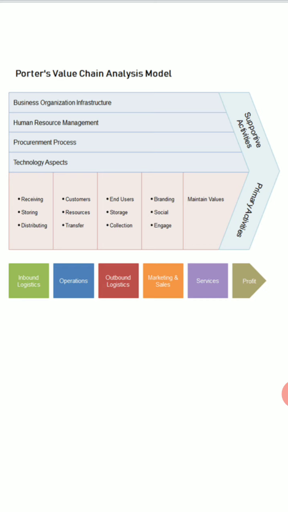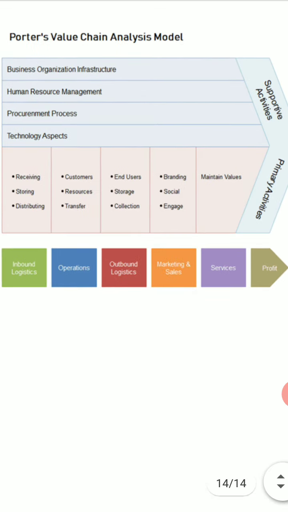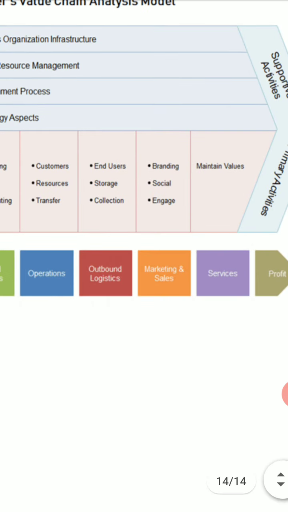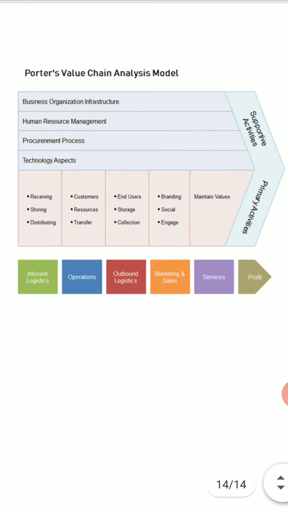As you can see, the primary activities, which are considered to be the most important ones, include all the activities like receiving, storing and distributing the resources related to production. It may be related to customers, end users, storage, collections. It may be related to branding, social engagement, and it can be maintaining the values through these primary activities.